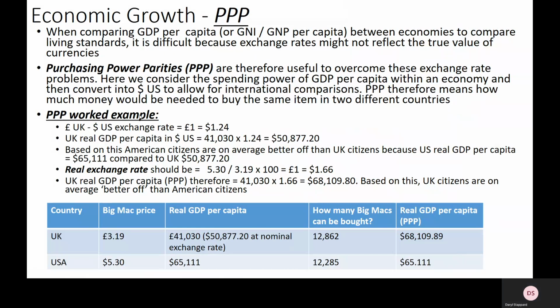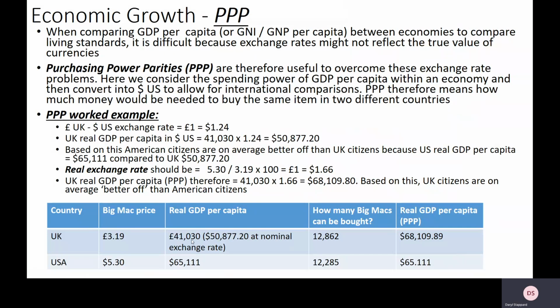Okay, so let's imagine then we look at incomes in America compared to Britain. Now, in America, what I'm assuming is that the average American is earning per year 65,111 US dollars. If I want to work out how Brits compare to American people, I've got to first of all convert pounds into dollars to work out how many dollars people in Britain would have. So, in Britain, let's imagine the real GDP per capita is £41,030.